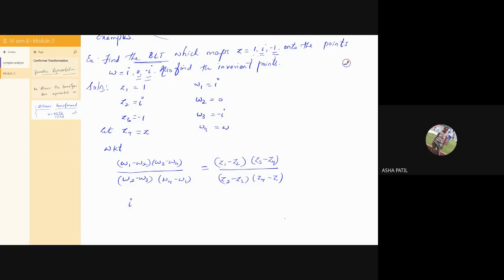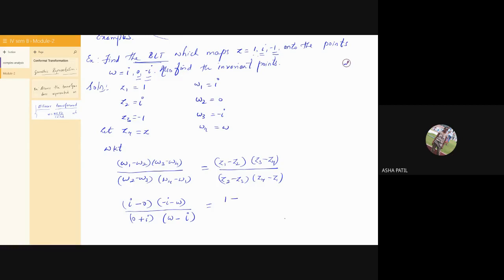W1 is I, W2 is 0, W3 is -I, W4 is W. W2, which is 0, minus W3, which is -I, so it becomes +I. Minus of minus becomes +I. Then W4 is W, minus W1 is I.